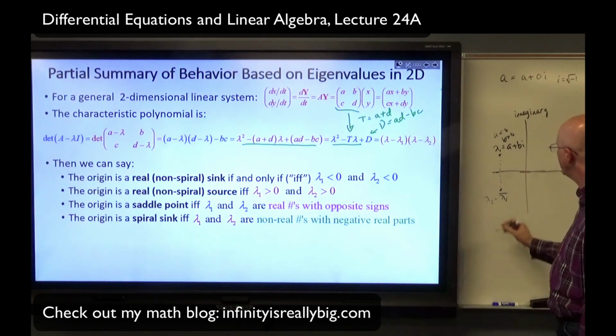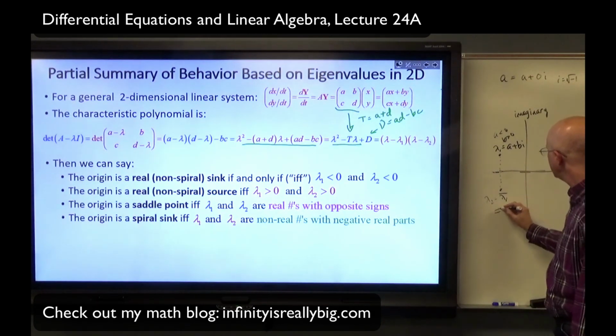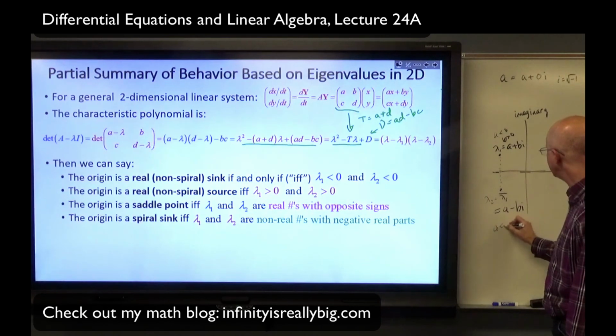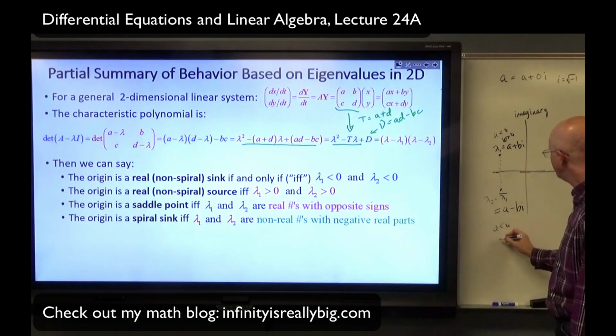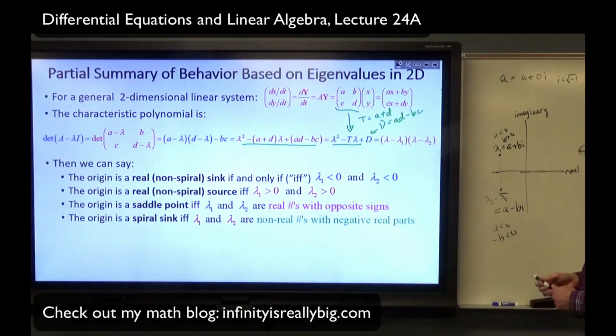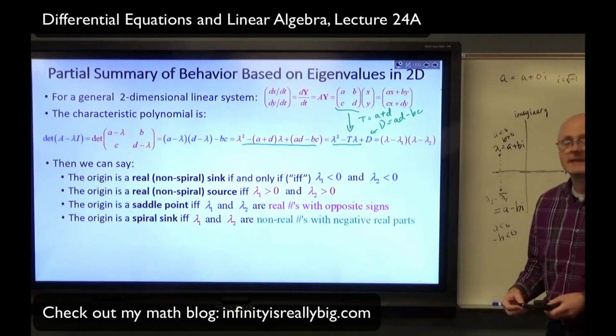Lambda 2 is called the complex conjugate of lambda 1. You write it as lambda 1 bar. In terms of the real part and imaginary part, the real part is the same, that's still A, but the imaginary part gets negated. So A is negative in this picture still. B is still positive, but negative B is negative. They're non-real eigenvalues with negative real parts. That's where you're going to get a spiral sink.